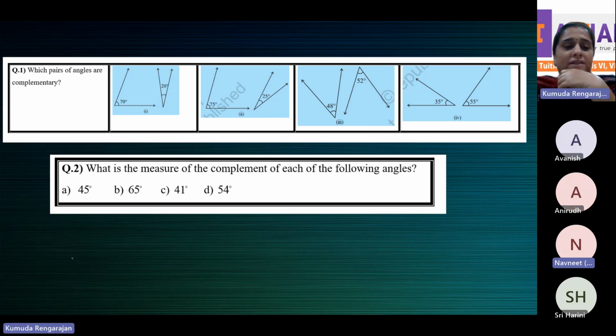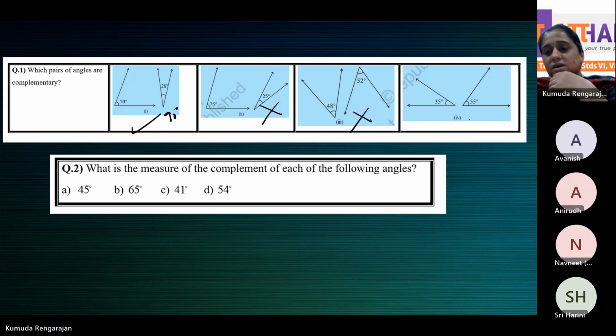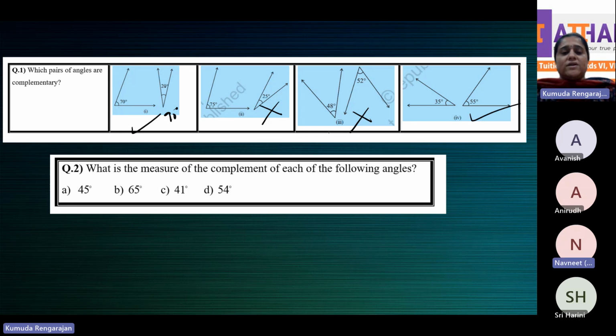So when you add these two angles, it is 90 degrees. So this is possible. This one is 100 degrees. This one is also 100 degrees. This one is 90. So 1 and 4 are complementary. 2 and 3 are not complementary.